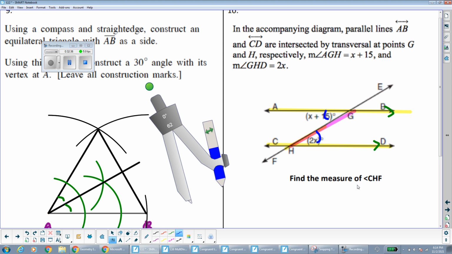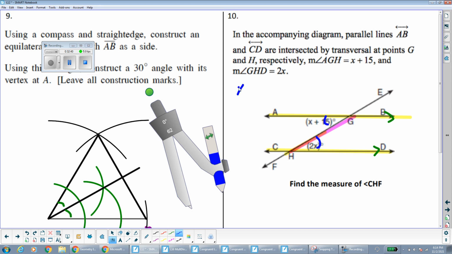So all we need to do is set up an equation that says the two angles are equal. X plus 15 is equal to 2x. All I have to do is solve for x, so I'm going to subtract x from both sides, and I get 15 is equal to x.